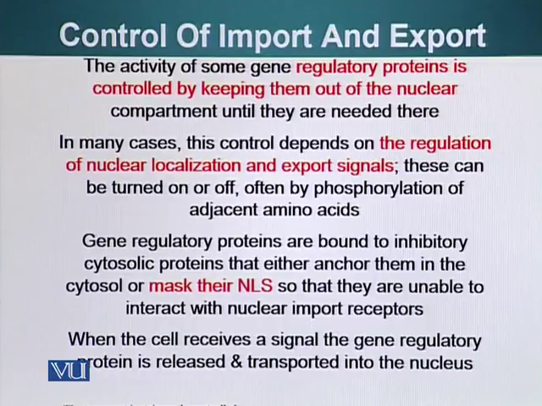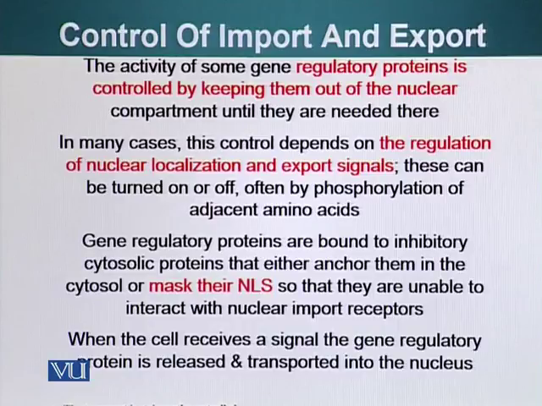In many cases, this control depends upon the regulation of nuclear localization and export signals, which can be turned off and on, for example, by phosphorylation, or there can be a system to sequester the protein. The gene regulatory protein can be sequestered by other molecules which do not permit it to enter the nucleus. One way to do it is by masking the NLS. Unless and until that NLS is exposed, these gene regulatory proteins cannot enter the nucleus.